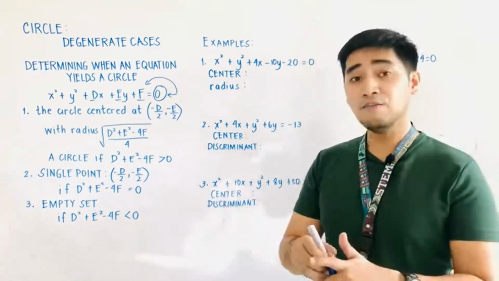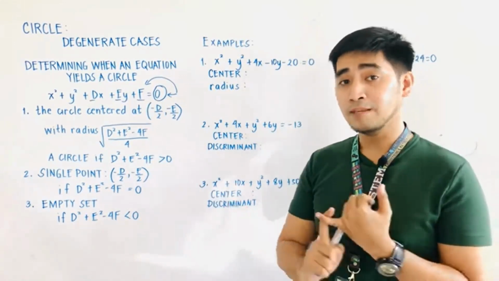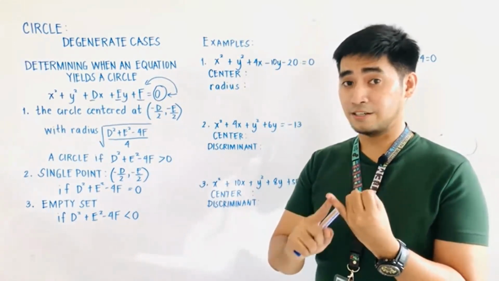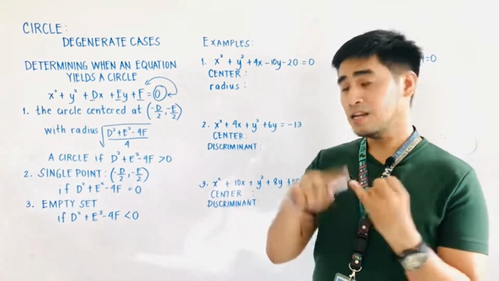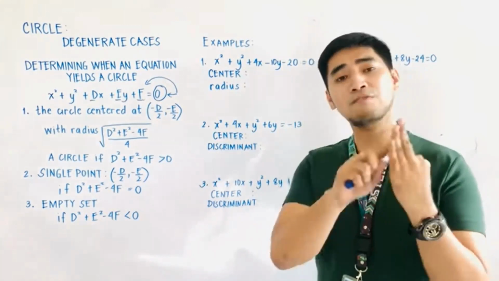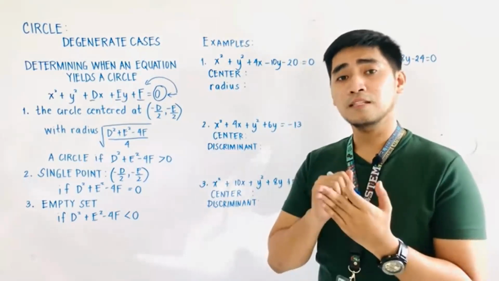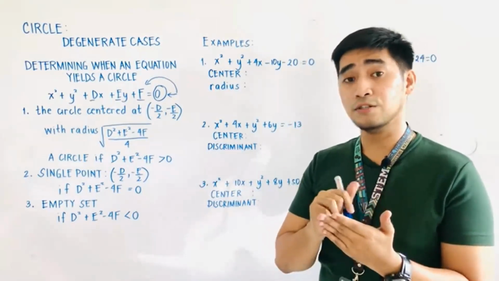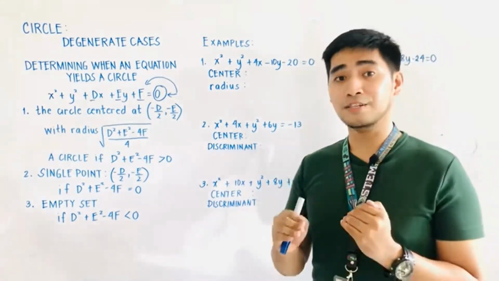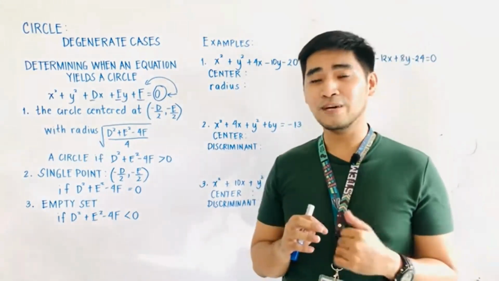So we have three cases that we need to remember. The first one is that the equation really yields a circle. First one, it is really a circle. Second one, it is a single point. And the third one, it is an empty set. So let us first differentiate one from the other. Okay, the first one, let us first determine whether an equation yields a circle using the center. And the formula for the center of the circle is very simple if we are given the general form. That is just negative D over 2 and negative E over 2.